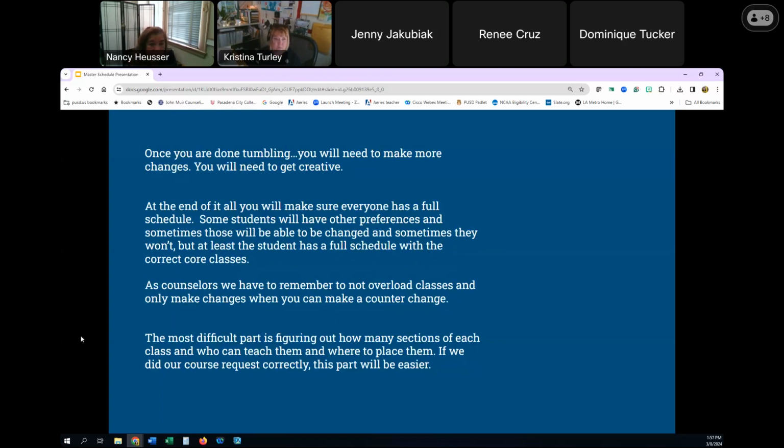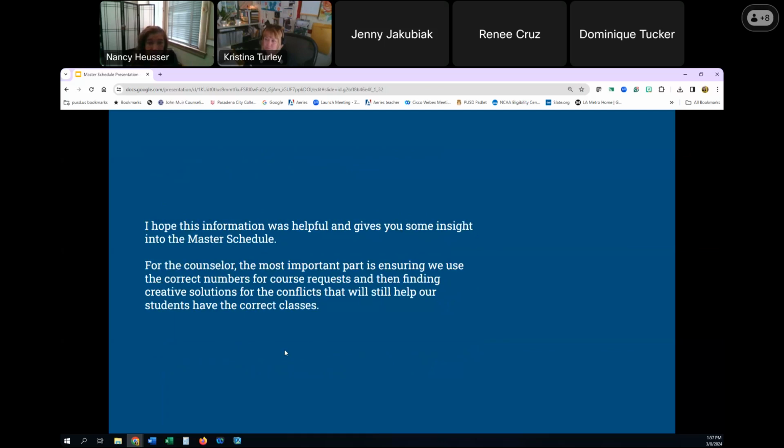Let's see. The most difficult part is figuring out how many sections. So like I said, right at the beginning, the most difficult part is figuring out how many sections of each class, who can teach them, and then where to place them. I think the where to place them is really the hardest because that's what you end up moving around. So if we do our course requests correctly, that part will be much easier. And then, that's basically it.